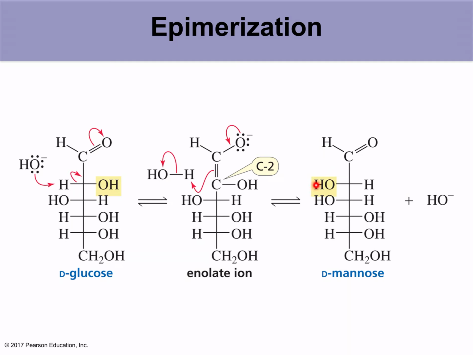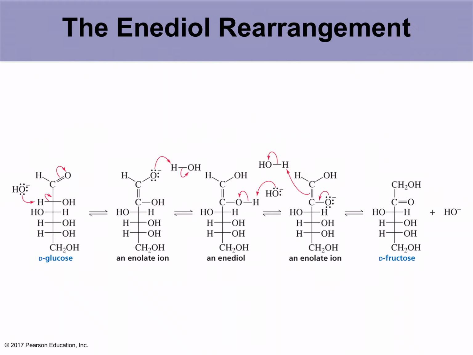So if that epimerization takes place, you can have a mixture of D-mannose and D-glucose. Okay, so this equilibrium can take place going back and forth. So the D-glucose epimerized to become D-mannose through this process. Okay, it is a reversible process.